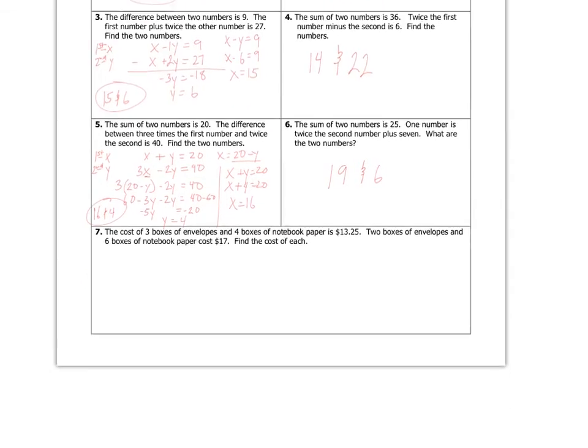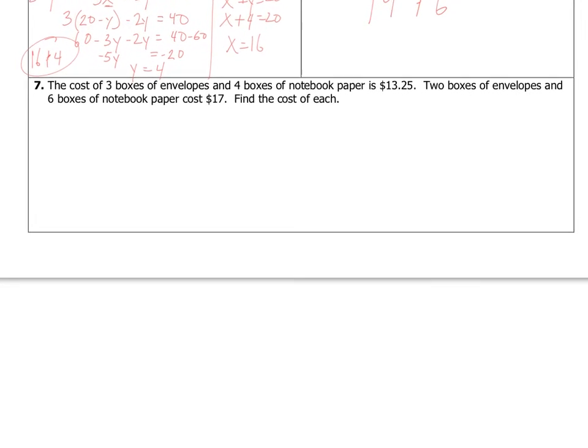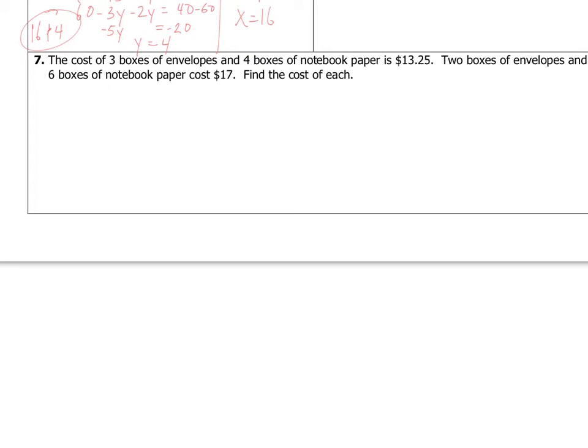All right, let's move on to number 7. So number 7, I would say more typical of a systems problem than the other ones, but the other ones just remind us how to write expressions that we now turn into equations that we now solve. Here's what I know. The cost of 3 boxes of envelopes, 4 boxes of notebook paper is this much money, $13.25. However, 2 boxes of envelopes and 6 boxes of notebook paper cost this much. Find the cost of each. So again, define your variables.